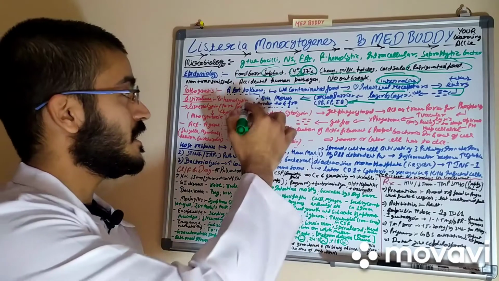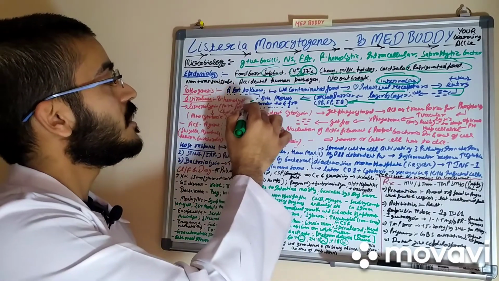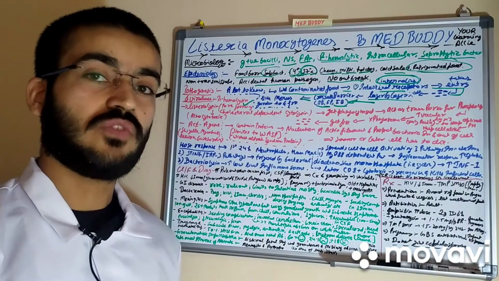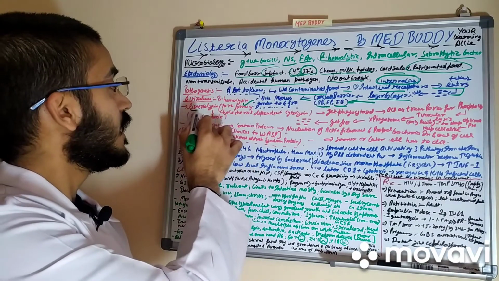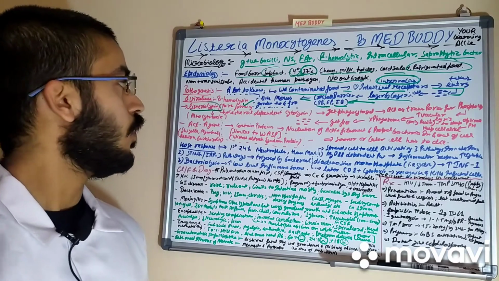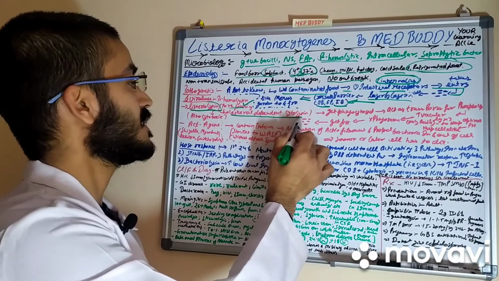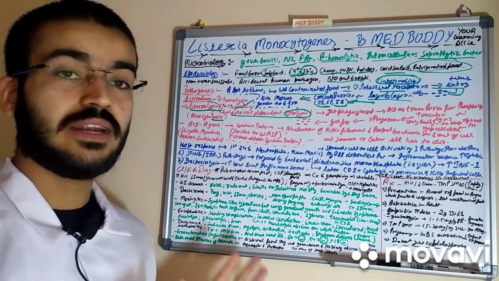The virulence factors. This bacteria carries beta-hemolysin, which is responsible for causing hemolysis. Generally, it causes variable hemolysis, and it carries listeriolysin, also called LLO, which is a pore-forming cholesterol-dependent cytolysin. It is also cytotoxic. What does it do?